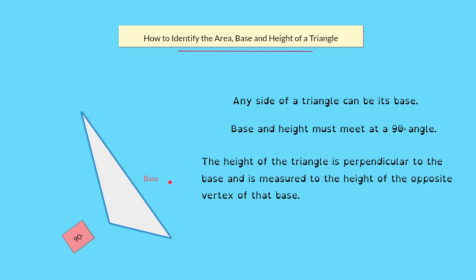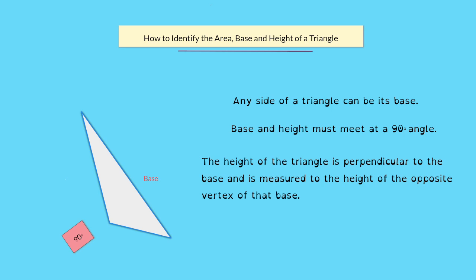Okay, on the right side of the triangle. If our base is the right side of the triangle, how can we find a height to go along with that base? Well, what do we need to know? We need to know that base and height always meet at a 90-degree angle, right? They're perpendicular.